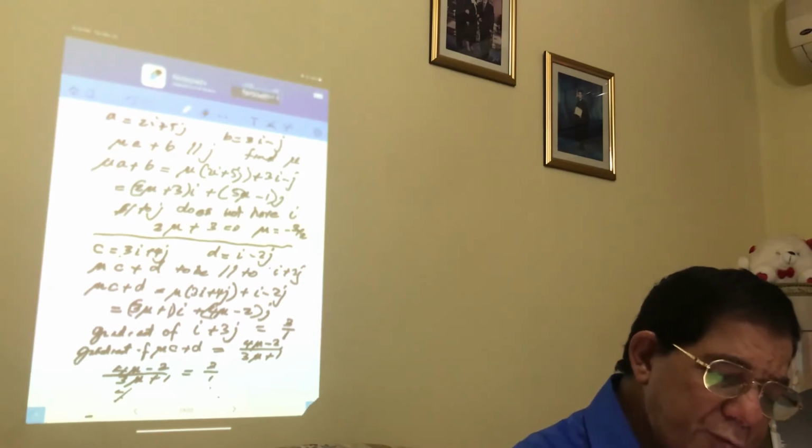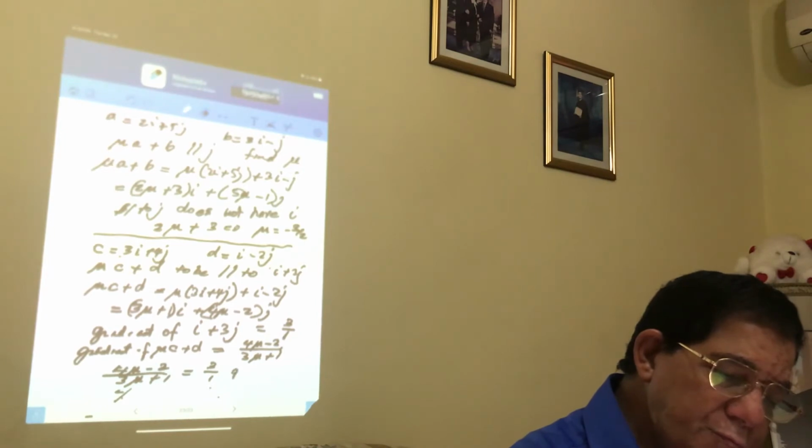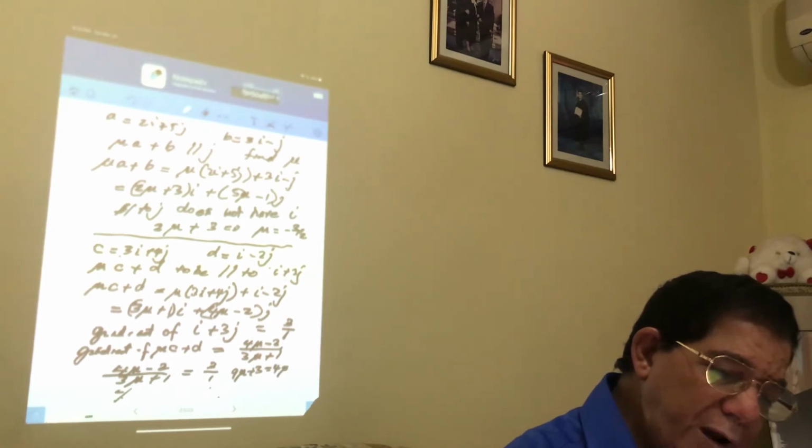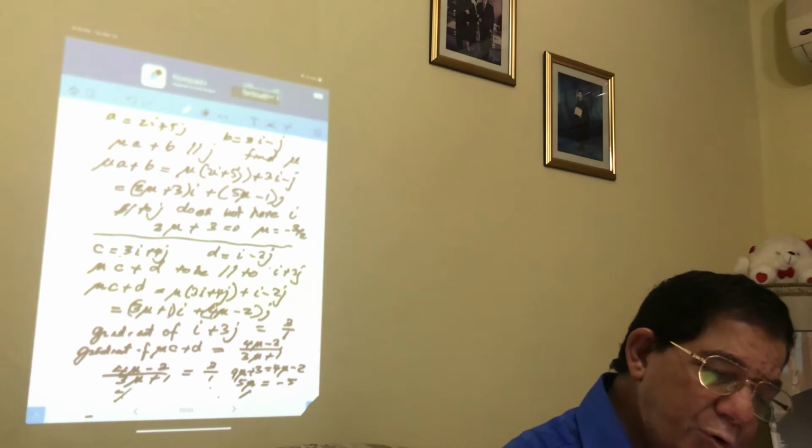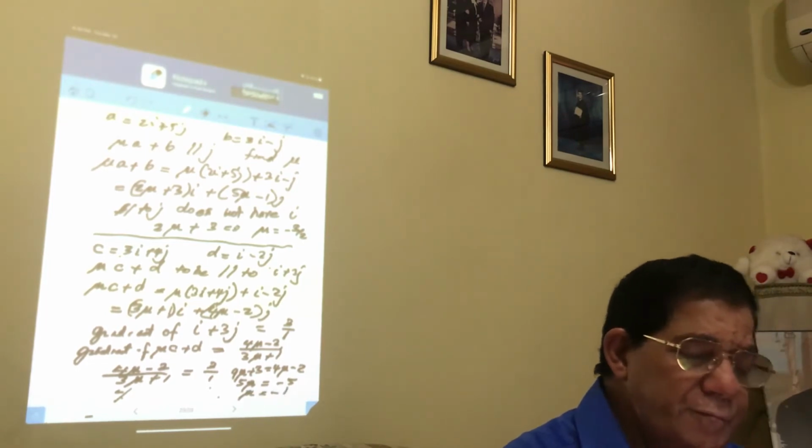Cross multiplication, we get 9 mu plus 3 equals 4 mu minus 2. Therefore, we get 5 mu equals negative 5. Therefore, mu equals negative 1.